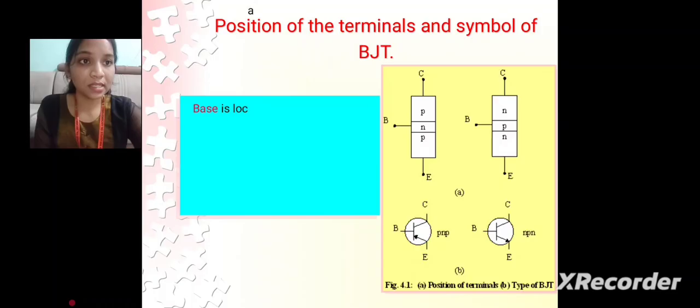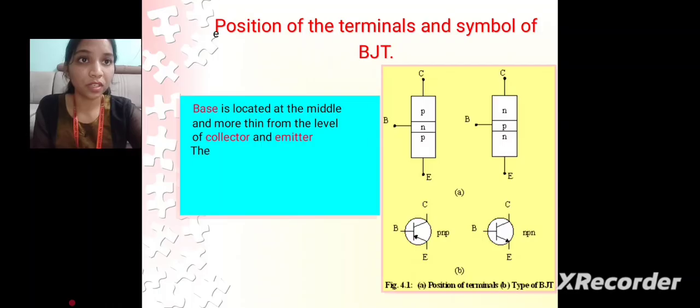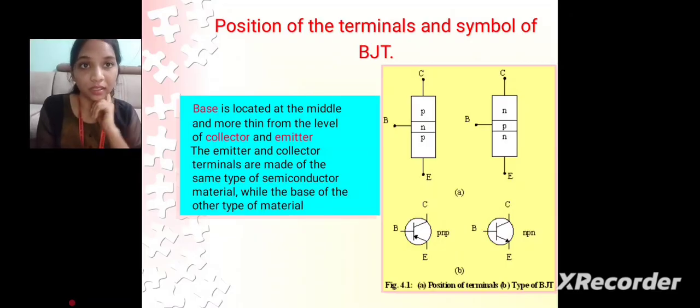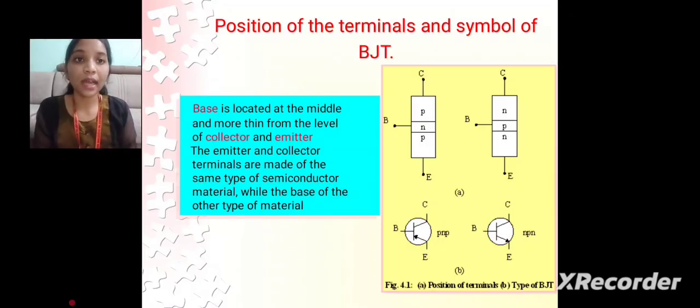Here we can see the images of the position of the terminals and the symbol of the BJT. Here the base is located in the middle and is thinner than the collector and emitter. The emitter and collector terminals are made of the same type of semiconductor material, while the base is of the other type of material.